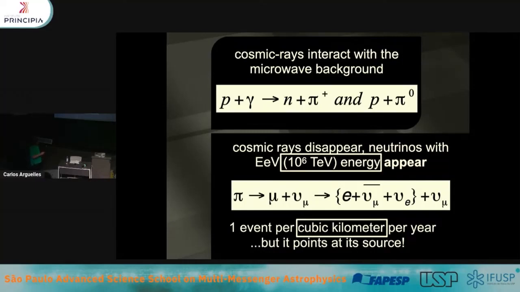And then you can compute the flux of those neutrinos. And you will figure out that to get about one event of these neutrinos, you need a kilometer scale detector. But if you manage to build this, this is one that actually points back to the source. Okay. Any questions so far?